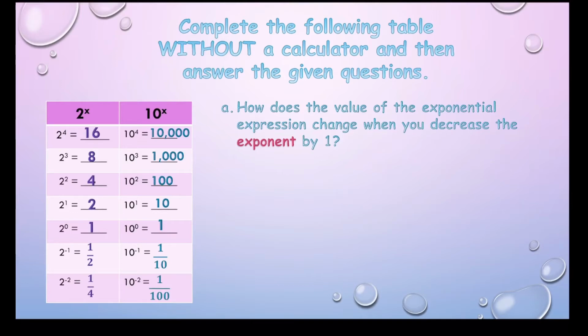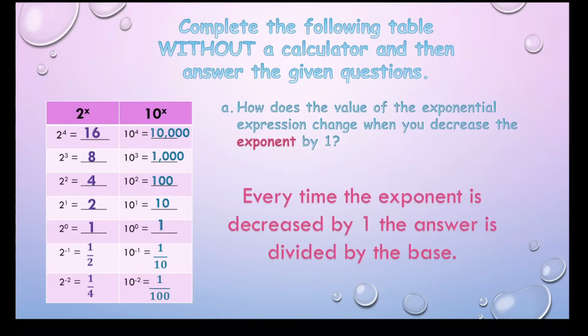So how does the value of the exponential expression change when you decrease the exponent by 1? So please write this down under A. Every time the exponent is decreased by 1, the answer is divided by the base. That's basically what's happening. That's the math behind it. Remember, pause the video if you need to write it down.